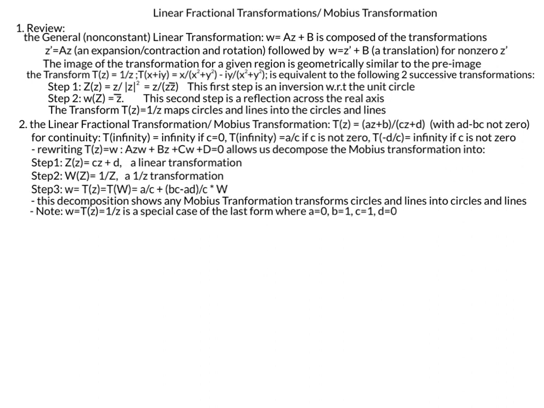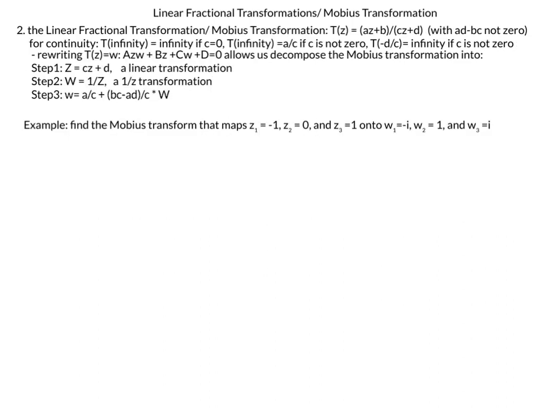Okay, so next we'll do some examples. Our first example is to find the Mobius transform that maps z1 equals -1, z2 equals 0, and z3 equals 1 onto w1 equals -i, w2 equals 1, and w3 equals i. And I rewrote this. I find this is easier to look at.